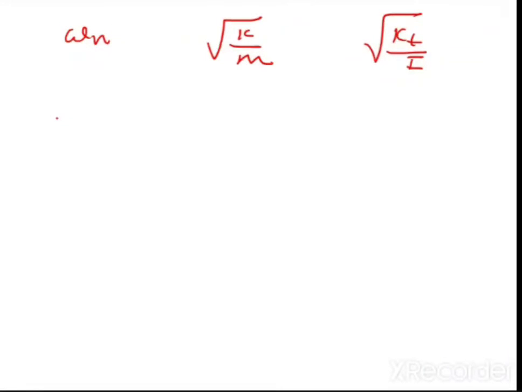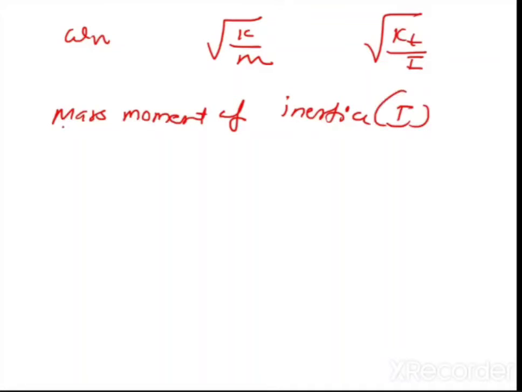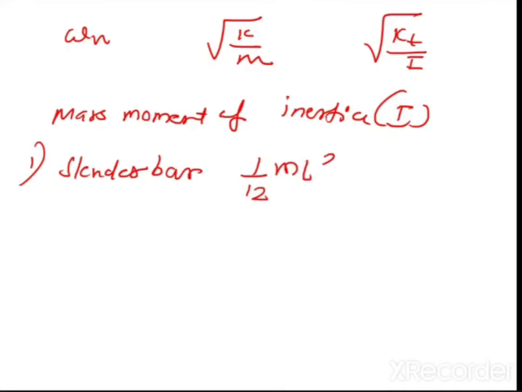Next, now very important, mass moment of inertia. What you have to remember? Mass moment of inertia I. For a slender bar, this you have to remember. For a slender bar, mass moment of inertia I is always equal to 1 by 12 m L square. For a slender bar, what is the mass moment of inertia? m L square by 12. L is the length of the bar.